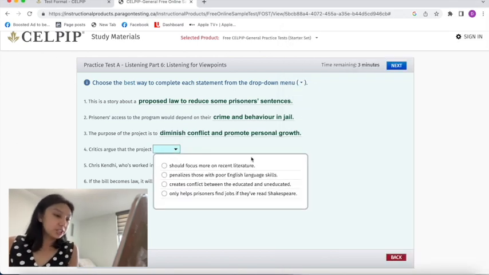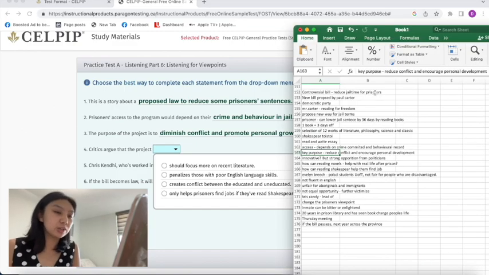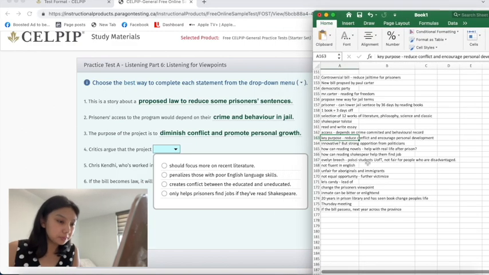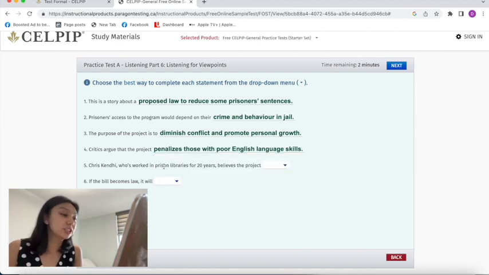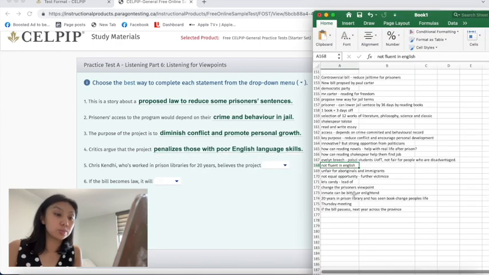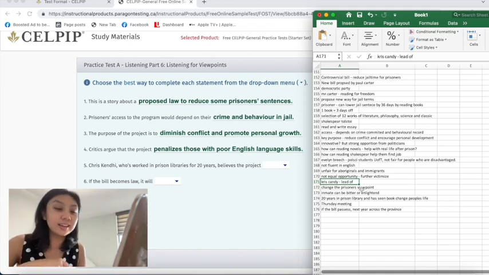Critics argue that the project, critics argue, so what are the complaints of the other people: should focus more on recent literature, penalizes those with poor English skills, creates conflict. So I think here, specifically Evelyn Breach, not fair for people who are disadvantaged and not fluent in English, so I will go for penalizes those with poor English. Then Chris Kendi, who, by the way, I spelled very wrong. But it's okay, so long as you understand it, it's fine, because spelling isn't checked in the listening part.